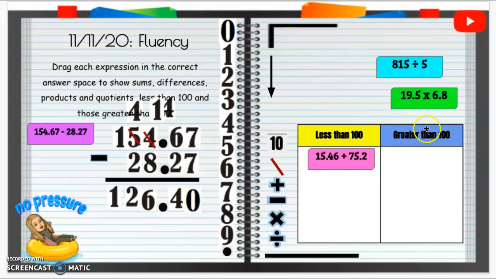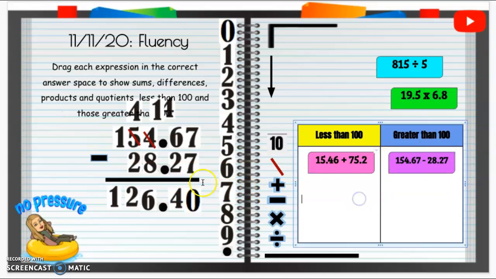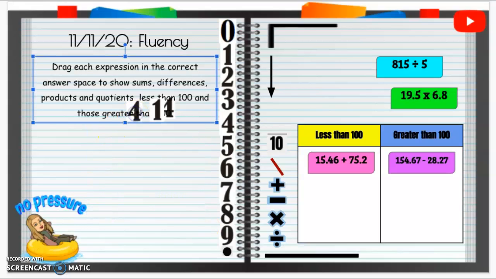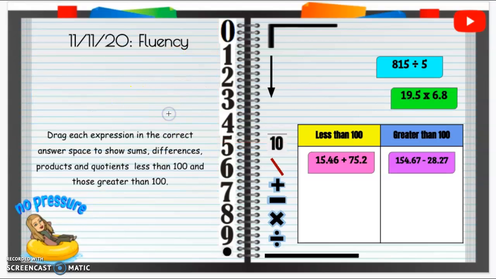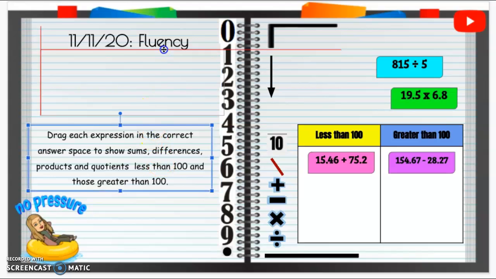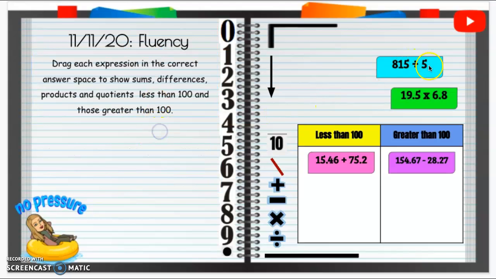Is that greater than or less than 100? So greater than means bigger than, less than means smaller than. So yeah, 126 is bigger than 100. So I'm going to drag this into this box. All right, let's take a look at the next part. All right, now let's move this back. All right, let's take a look.